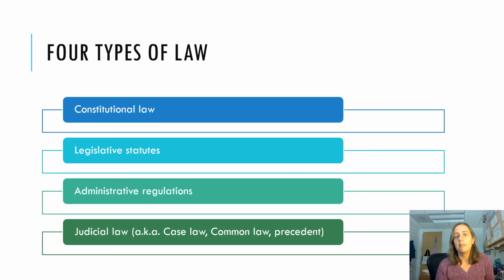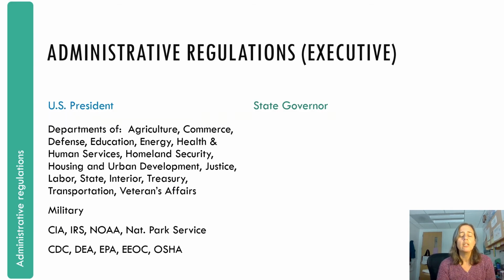Those are all examples of legislative statutes. Those happen to be federal laws, but there are many state statutes, or state laws, that have to do with healthcare as well. We're going to move next to administrative regulations. Administrative regulations are things that come from the executive branch of government.